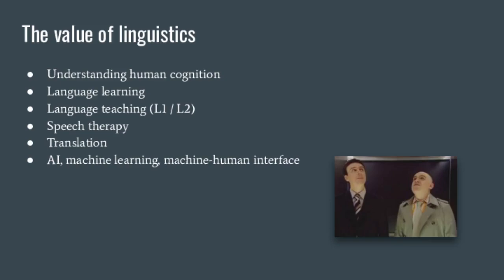For example, if you want Amazon Alexa to understand what you're saying to it, even though you're speaking in Scottish English, or you're speaking in English with a Chinese accent, you want machines to understand you, because more and more we're relying on machines. We need to be able to talk to machines and have machines understand us. And there's actually a lot of good jobs and careers in that. So those are a few examples of the value of linguistics.